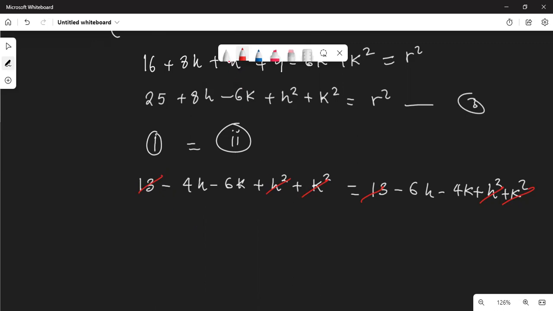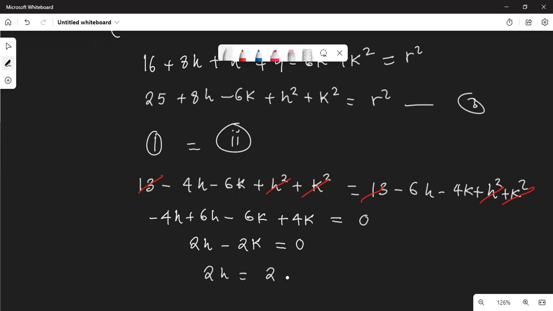So we move negative 6h to the left hand side, we're going to have negative 4h plus 6h, and then we have negative 6k, moving negative 4k as well, plus 4k equal to 0. So negative 4h plus 6h is 2h, and then negative 6k plus 4k, you have minus 2k, and this is equal to 0. So therefore, we have 2h is equal to 2k. This tells us that h is simply equal to k.